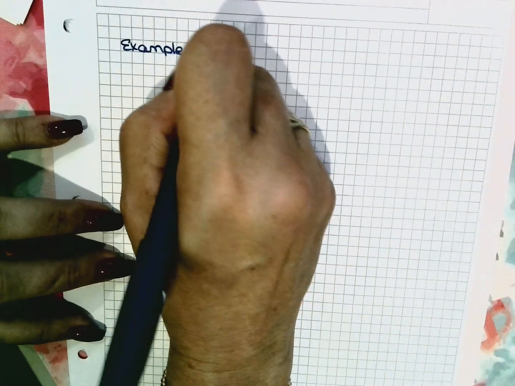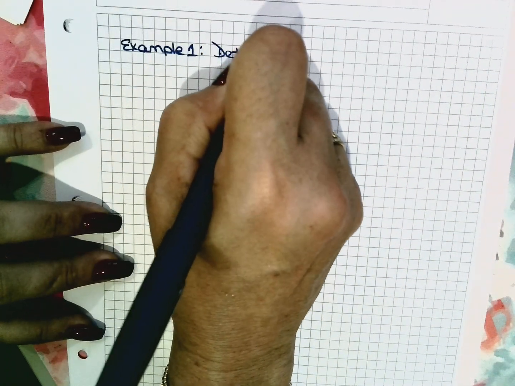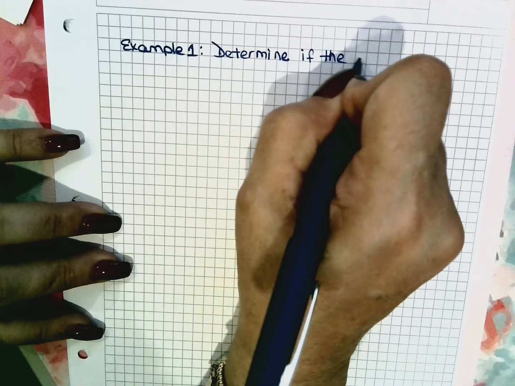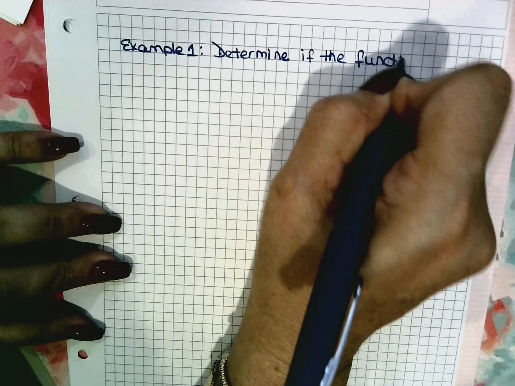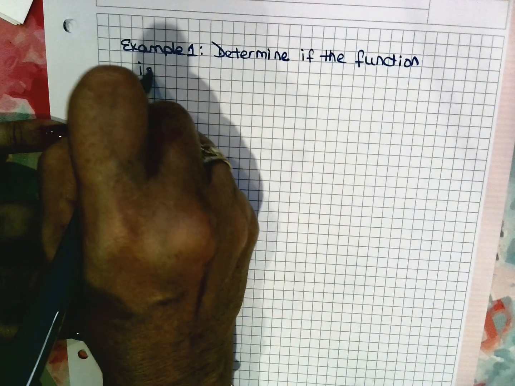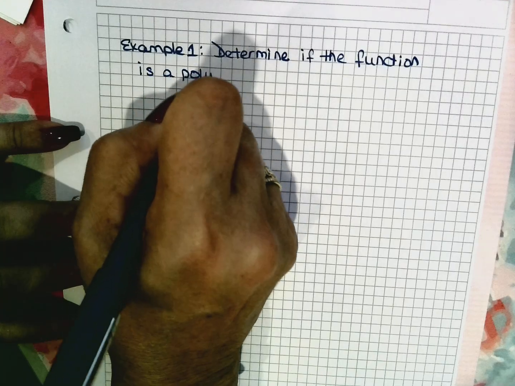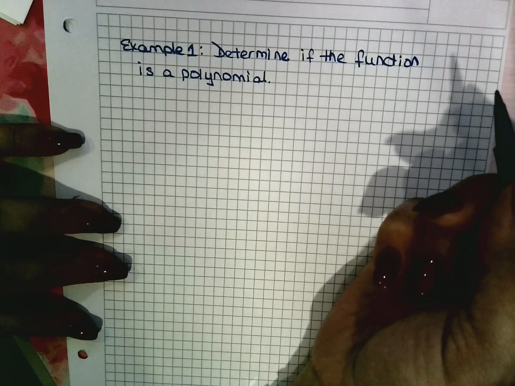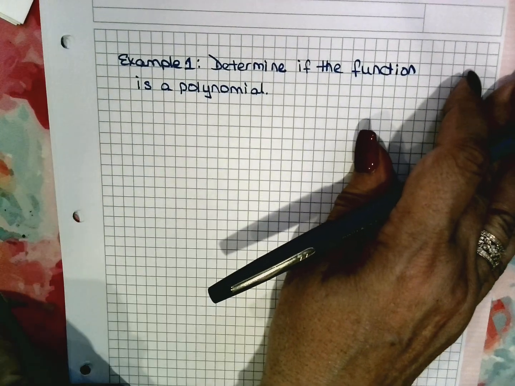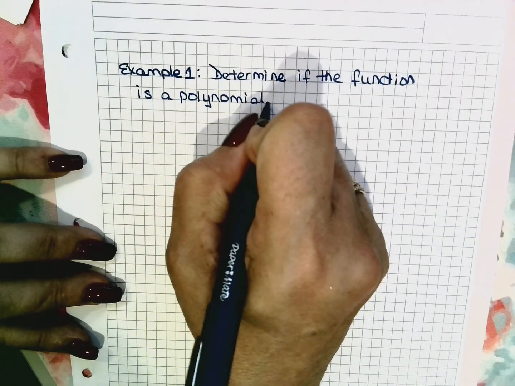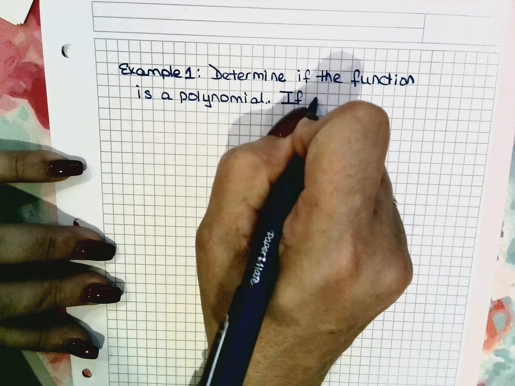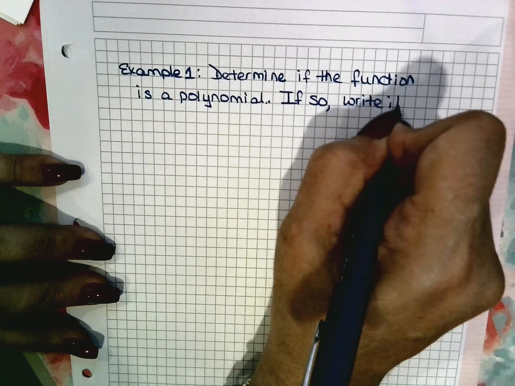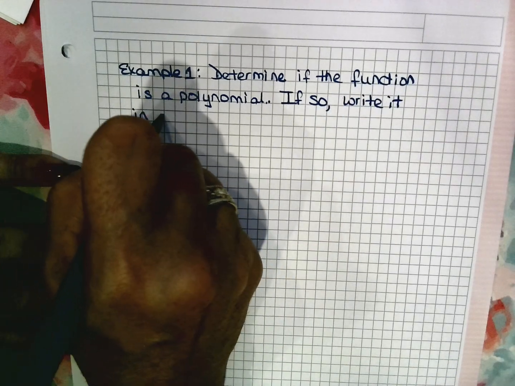All right, we're going to determine if the function is a polynomial. So we have to check the rules for what a polynomial is, make sure it meets those criteria, because not everything is a polynomial. Now, if it is a polynomial, then you're going to write it in standard form.